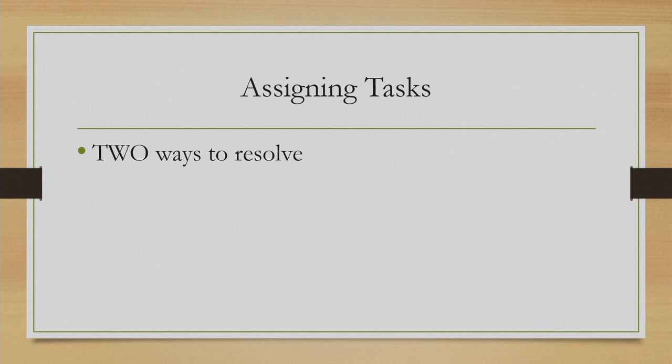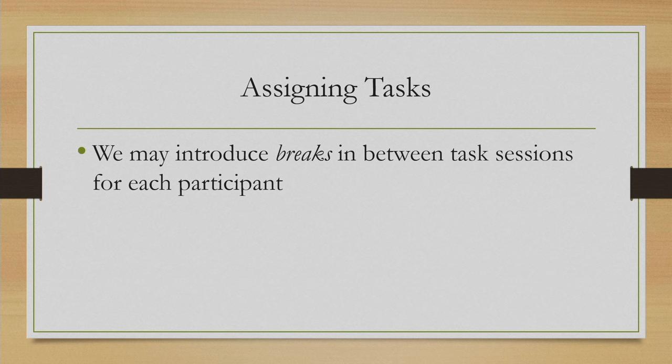In that case, what can we do? There are 2 ways to resolve these issues. So we may introduce breaks in between the task sessions for each participant. So maybe we can design the experiment in this way, that there are several sessions for performing the tasks. In the first session, a participant performs with 2 interfaces. Then there is a gap, maybe a 1 hour gap. Then another session with 2 more interfaces. In that way, a total of 5 sessions for 10 interfaces. So in that case, the participants may not feel the burden. And these sessions can be spread over multiple days as well, rather than on a single day. That can be a straightforward solution.